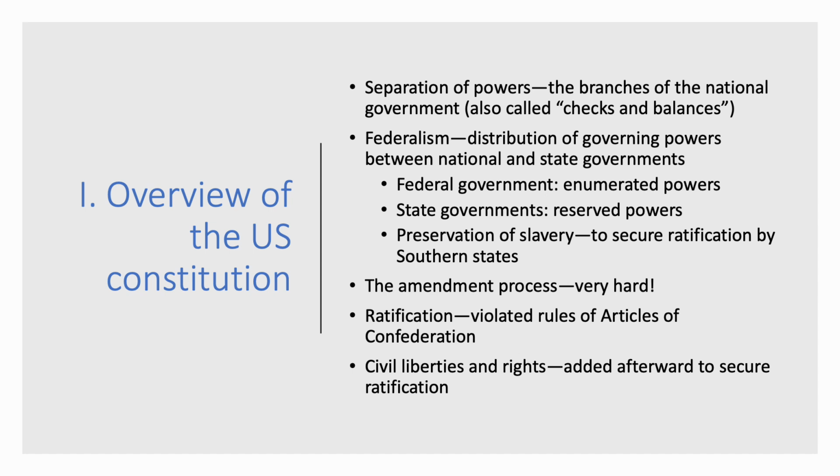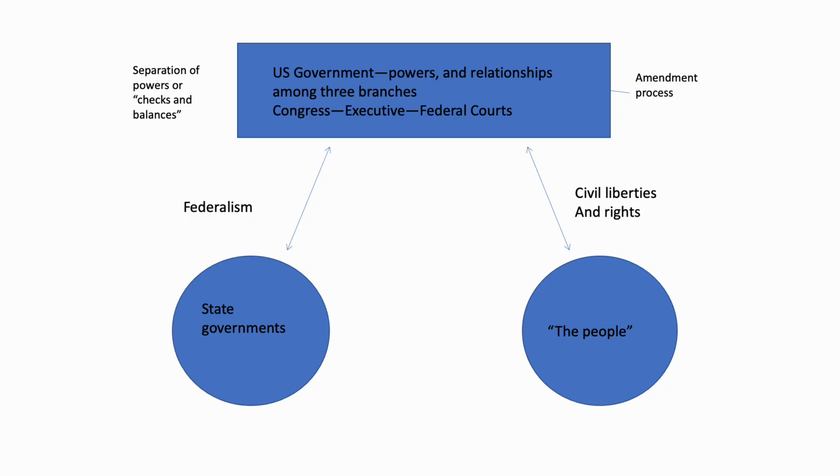Another important provision is the amendment process. Now, it is very hard to amend the U.S. Constitution, but it is there. I mentioned already the ratification section of the Constitution violated the rules that were already laid down in the Articles of Confederation. And another important thing is civil liberties and civil rights, which were added. They're not in the original Constitution. They're added afterward into something called the Bill of Rights, the first 10 amendments of the Constitution. Those were done afterward, and they were added. They were promised in order to secure ratification, and that's why they had to do that in the first Congress.